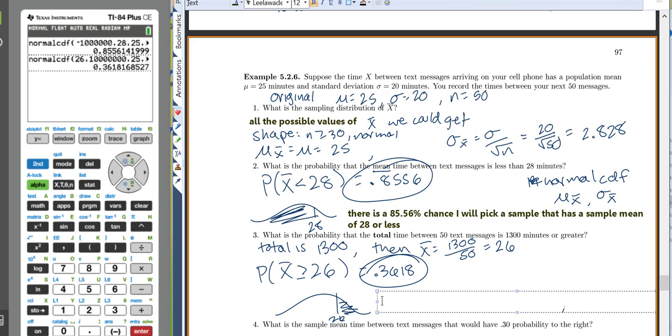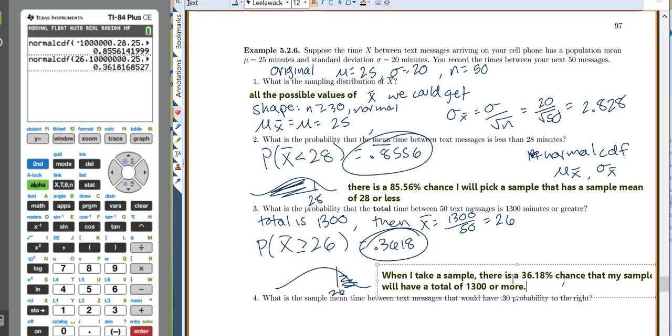So this means when I take a sample, there is a 36.18% chance that my sample will have a total of 1300 or more. Because, again, in advance, we don't know what values we'll get in our sample. This is saying before I take my sample, this is a chance that I'll have a total of 1300 or more.